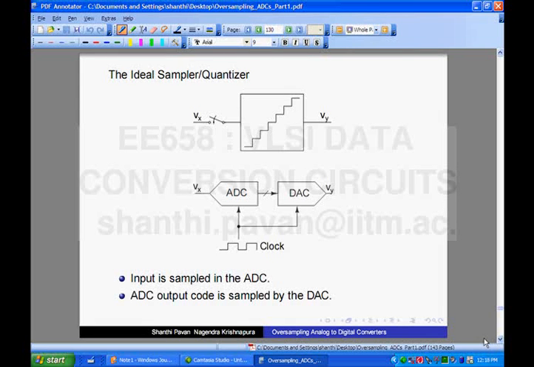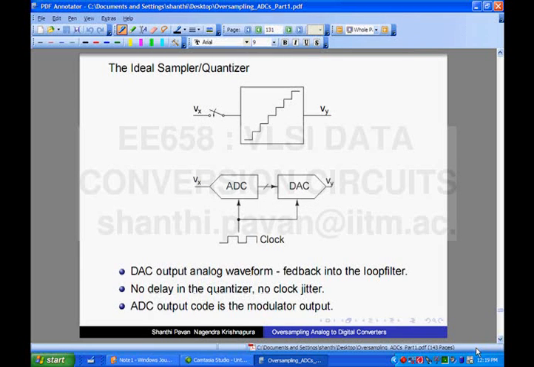What is an ADC? What is the quantizer? The quantizer is nothing but an ADC and a DAC in cascade. In an ideal quantizer, the same clock goes to excite both, and defines the sampling instant of the ADC as well as the DAC. So the output is available right away. The ADC makes a decision on the rising edge of the clock, the decision is made infinitely fast and conveyed to the DAC, and the DAC without any delay puts out a pulse which is proportional to the ADC output code, correct? But clearly this is not a practical situation.